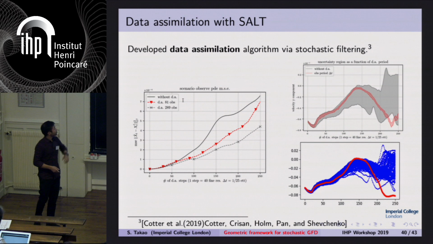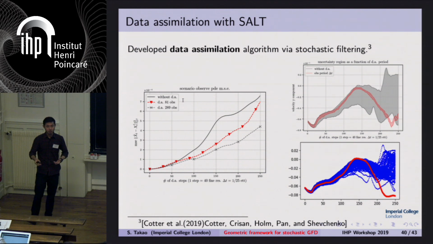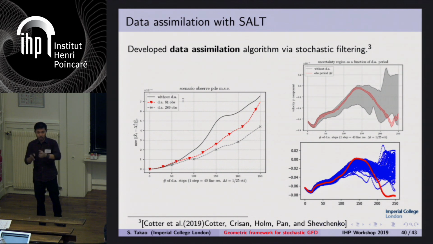Okay, so finally, I actually don't really know much about this part because I'm not directly involved in this project, but they've managed to develop a successful data assimilation algorithm based on SALT as the signal. As far as I understand, it's based on stochastic filtering, which is a method of updating the distribution of your stochastic model conditioned on the observation that you get from the truth. So ideally, if you get some observation from the truth, you can nudge your stochastic paths to the truth a bit closer.